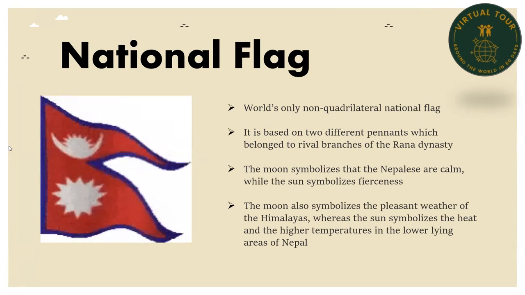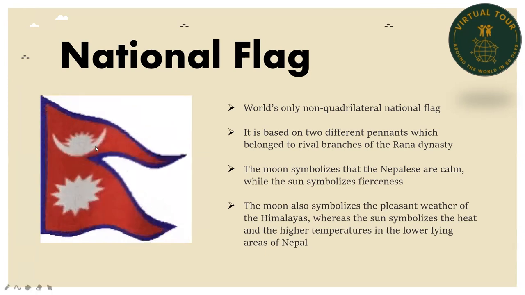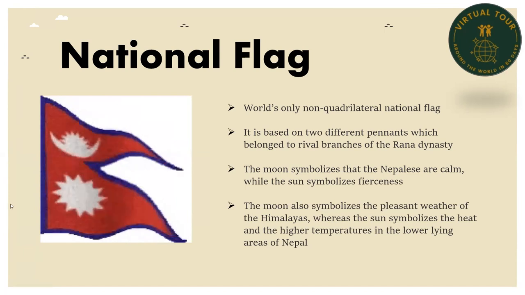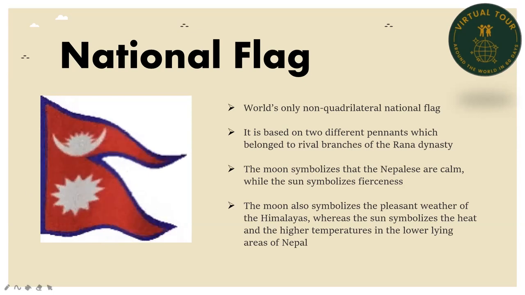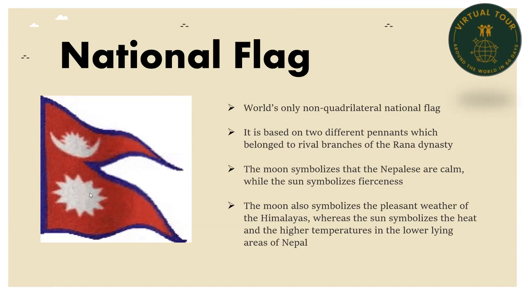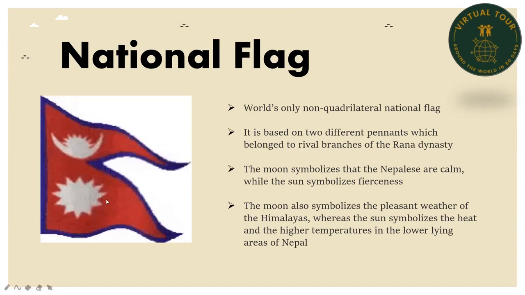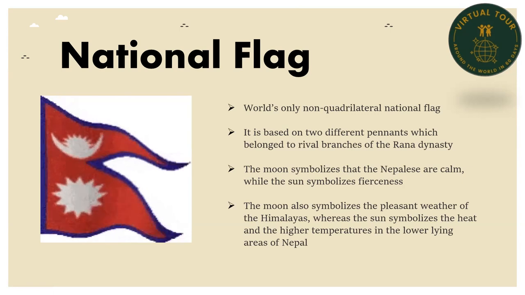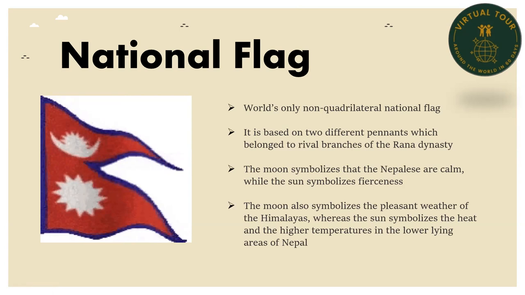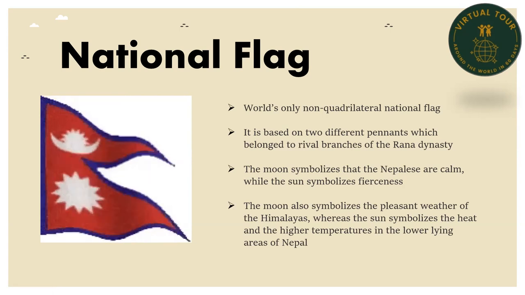Here you can see the moon on the flag. The moon symbolizes that Nepalis are very calm. And the sun, which is just below that, symbolizes the fierceness of the Nepalese people. The moon also symbolizes the pleasant weather of the Himalayas. And the sun represents the heat and the higher temperature in the low-lying areas of Nepal.